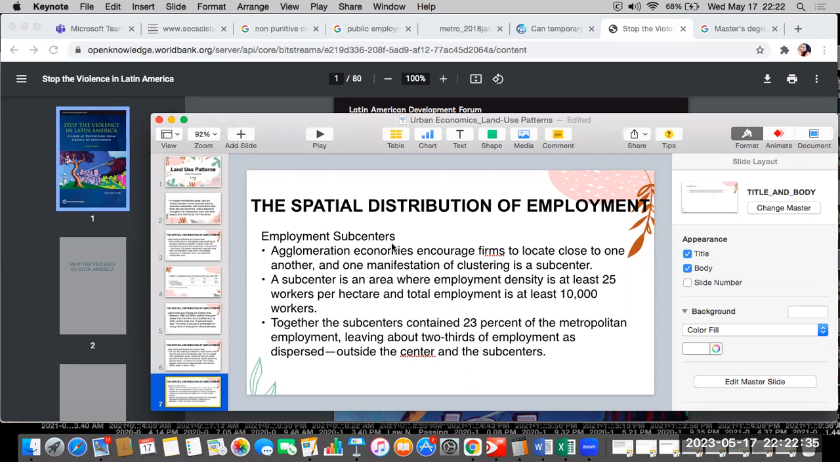And together, the subcenters contain 23% of the metropolitan employment, leaving about two-thirds of employment as dispersed outside the center and the subcenters.